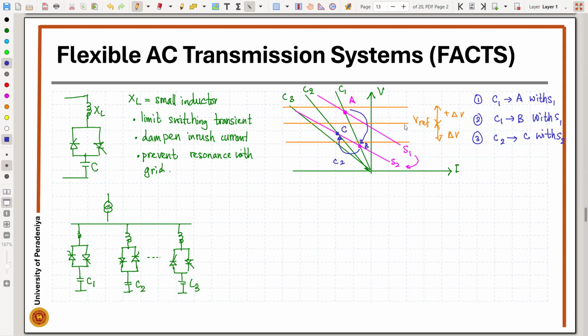Here we can only give step changes based on the capacitors that we have in the thyristor switch capacitors. But if we combine the thyristor switch capacitor and thyristor controlled reactor, we should be able to control the amount of reactive power fed into the network. That kind of system is known as the static power compensator. I will discuss the static power compensator in the next lecture.